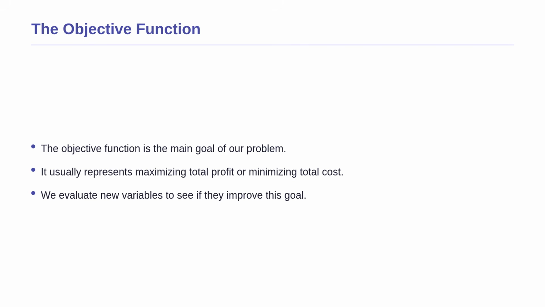Now that we understand what the simplex method does, let us look at its primary target. Every linear programming problem has a main goal, known as the objective function. In the real world, this usually means we are either trying to maximize our total profit, like a factory selling toys, or minimize our total cost, like a bakery buying ingredients. The algorithm evaluates every variable not currently in our solution to see if bringing it in would improve this objective function. If no new choice can make our total score any better, we know it is time to stop.